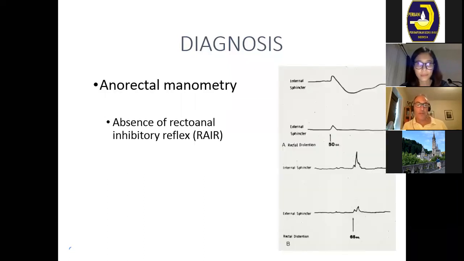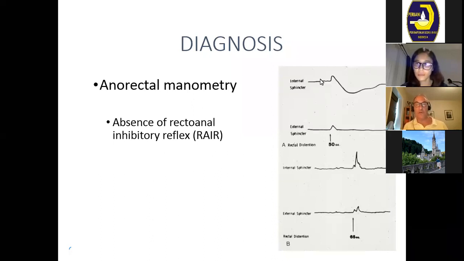Another thing we sometimes use for the diagnosis is anorectal manometry. And this is where we place a pressure sensor in the anal sphincter. We're measuring the internal anal sphincter. And then you blow up a balloon in the rectum and look for the relaxation of the internal sphincter.